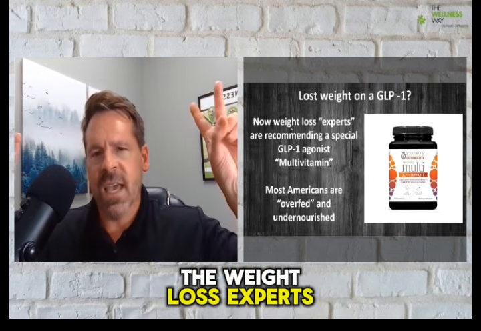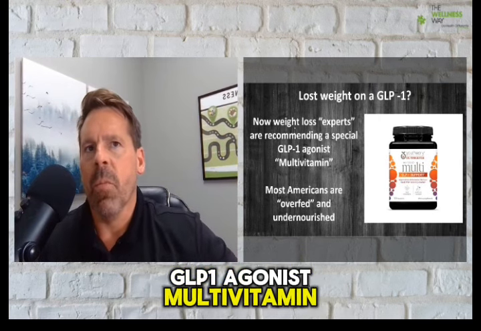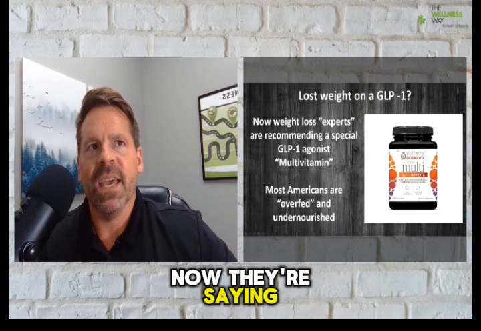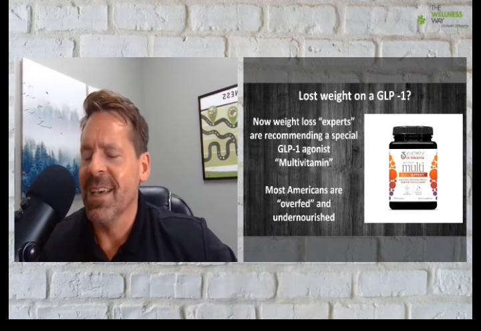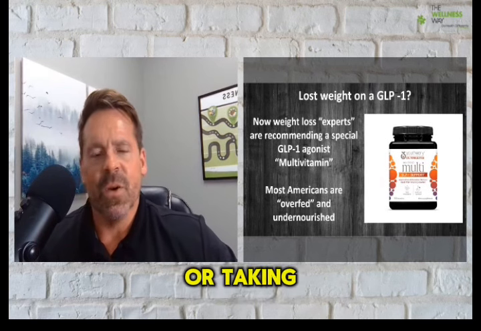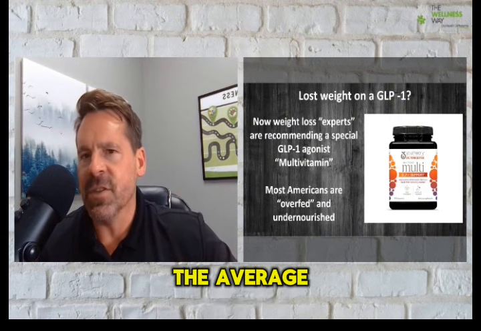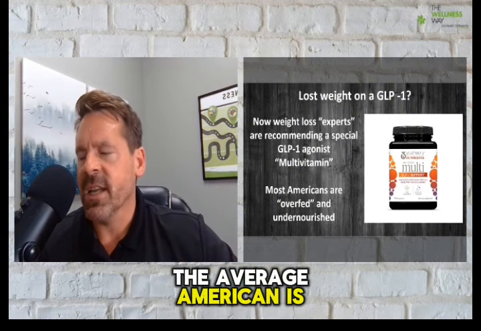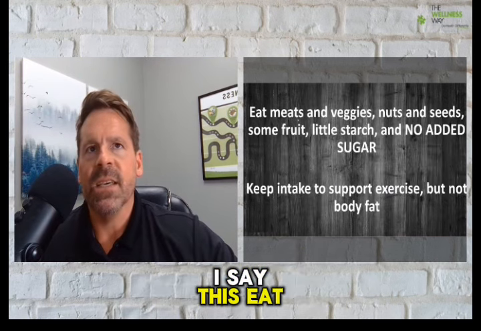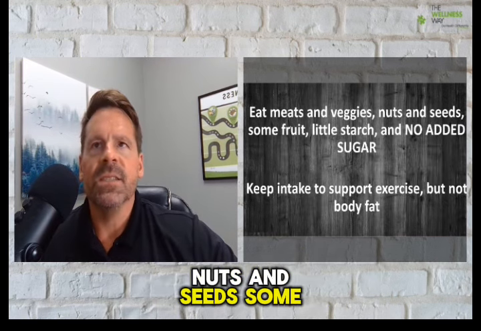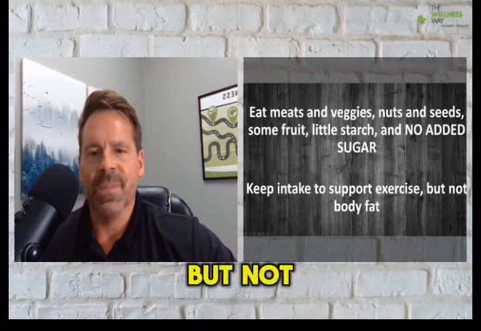The weight loss experts are now recommending a special GLP-1 agonist multivitamin. Now they're saying, here's your multivitamin for your GLP-1 support. I'm like, you should have just had liver or taken a desiccated liver. That's nature's multivitamin. If you look at the average American, they're overfed, but they're undernourished. Why I say this: eat meats and veggies, nuts and seeds, some fruit, little starch, and no added sugar. Keep intake to support exercise, but not body fat.